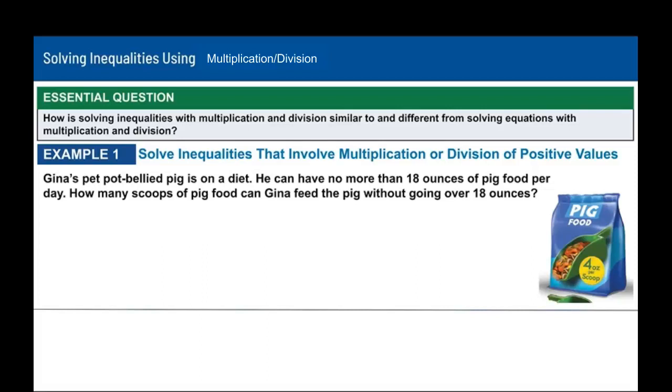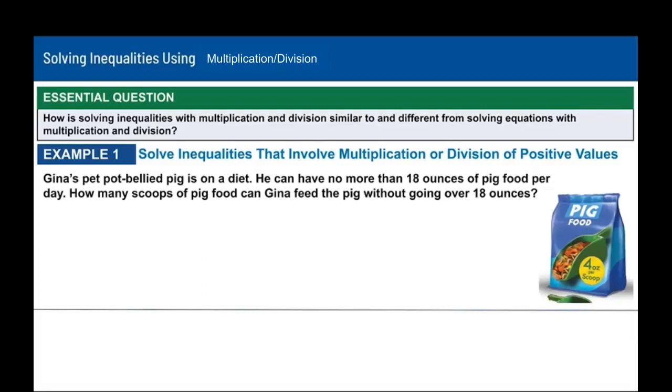So, our essential question for you to write down in your notes: how is solving inequalities with multiplication and division similar to and different from solving equations with multiplication and division? Our first example is going to look at using positive values.